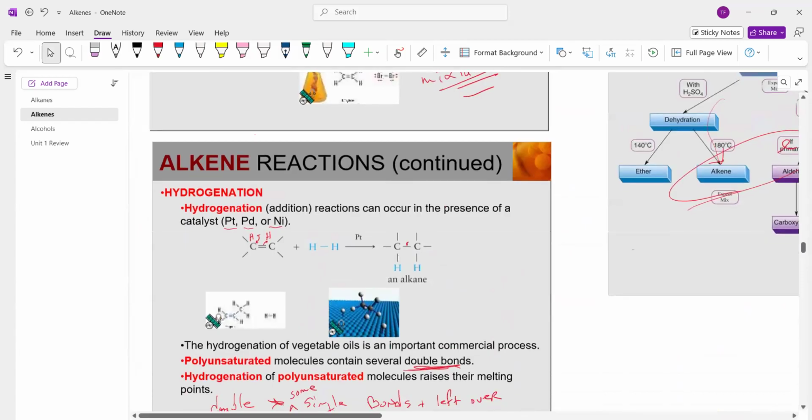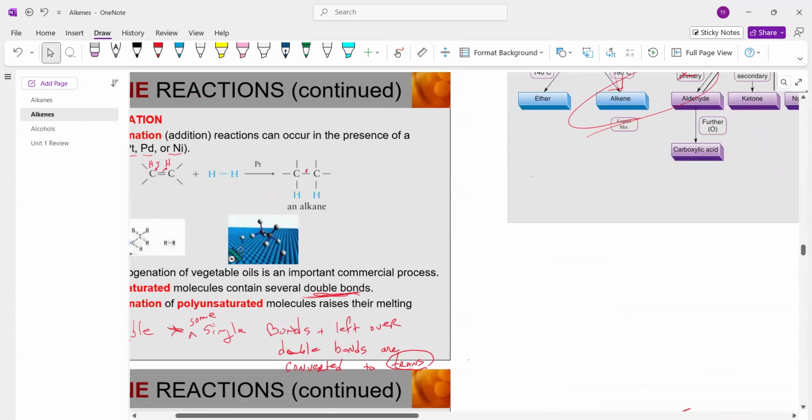Let's do the example with... So whenever you do reactions, you've got a name. This is the reactant side, and here's the product side over here. Reactants are what you start with. Products are what you end with.